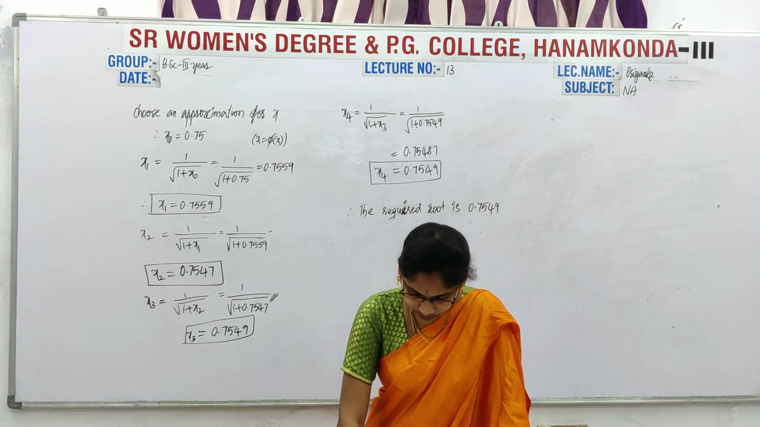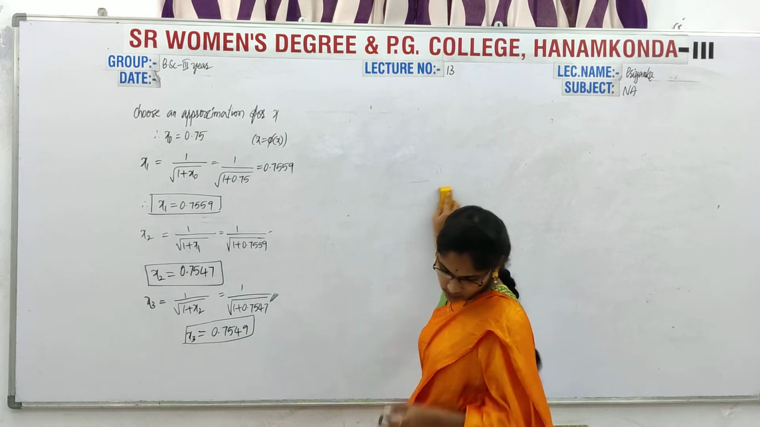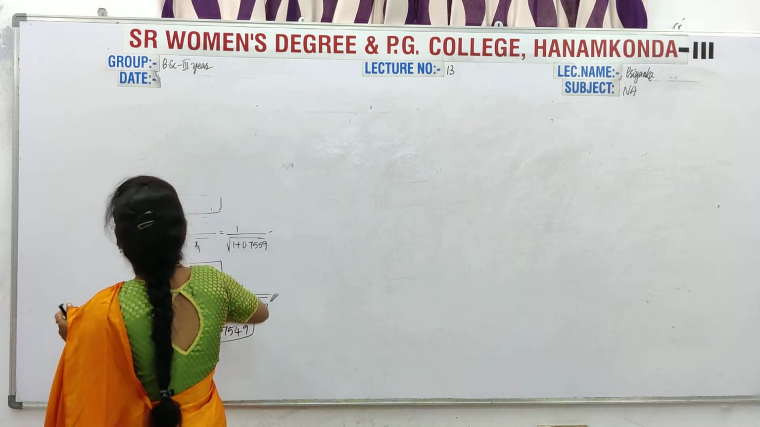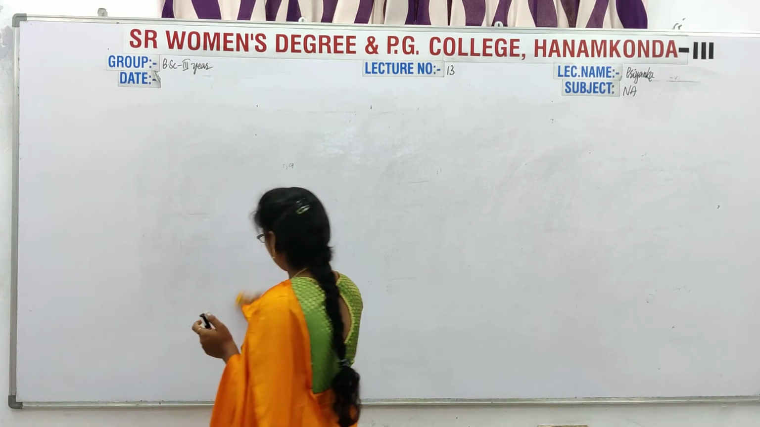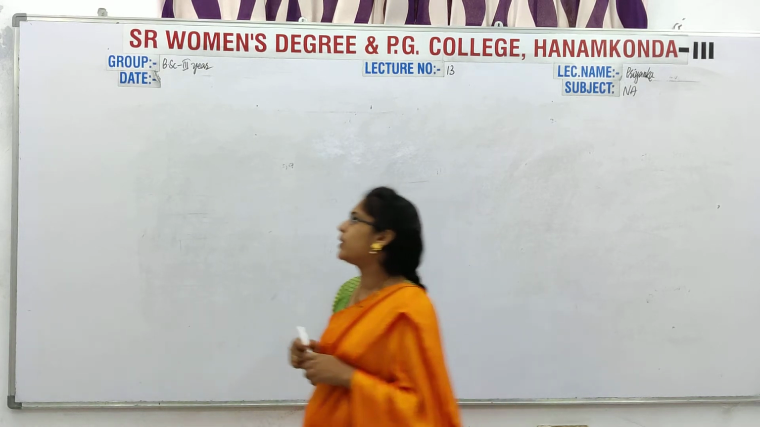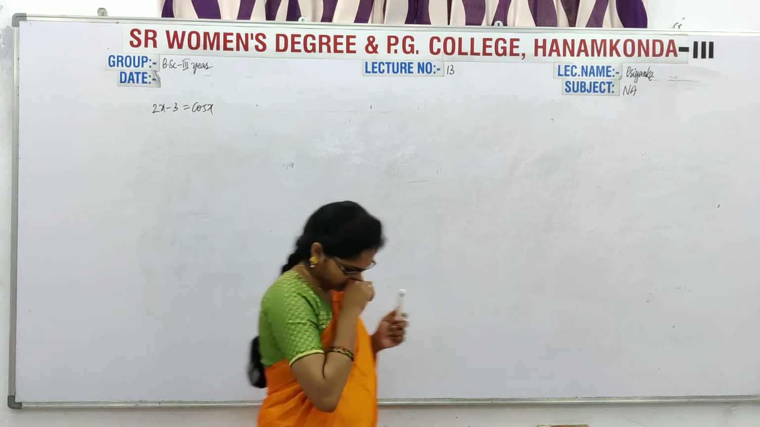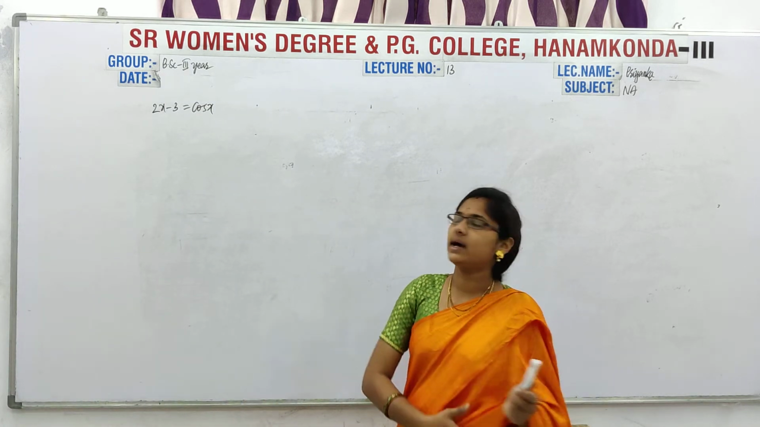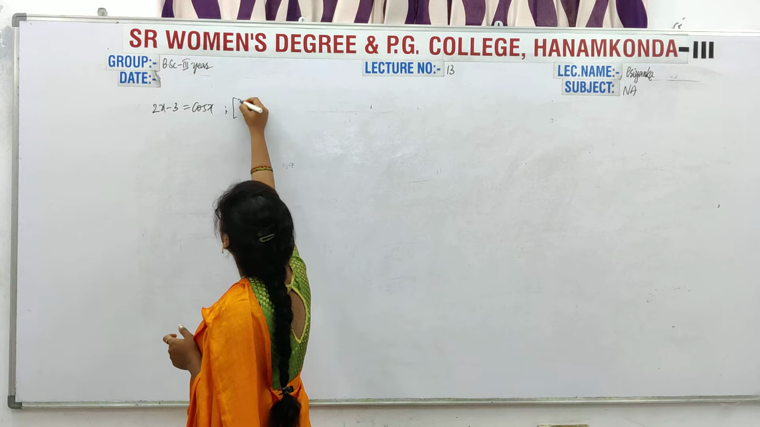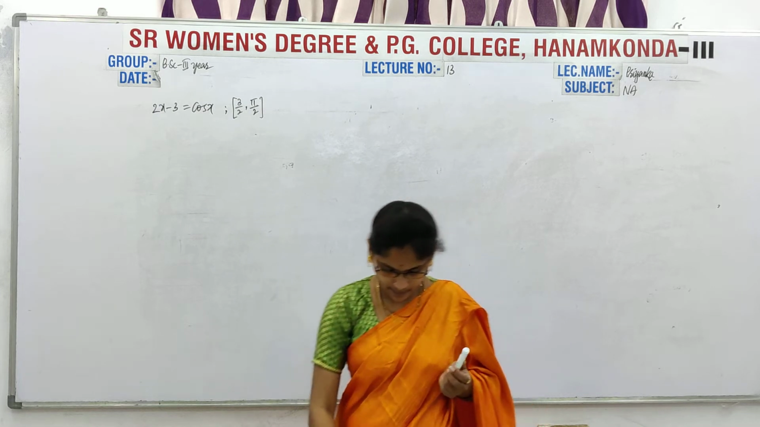Find the real root correct to 3 decimal places of the equation 2x minus 3 equal to cos x, lying in the interval 3 by 2 comma pi by 2.